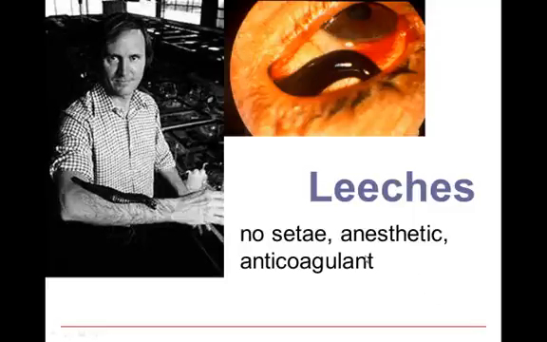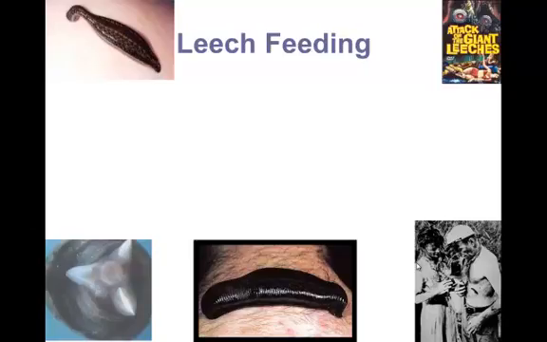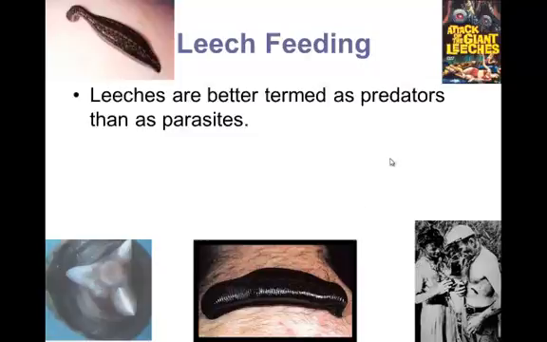But the ones that do suck blood have two types of chemicals. They have an anesthetic, which deadens your skin so you cannot feel them biting. And then they have an anticoagulant, which prevents your blood from clotting. So these two chemicals together allow a leech to really fill up when it's feeding. Leeches are better termed predators than parasites. Down here in the lower left, you can see the Y-shaped mouth parts of a leech. And boy, they really make a Y-shaped wound, and then the blood freely flows because of that anticoagulant.